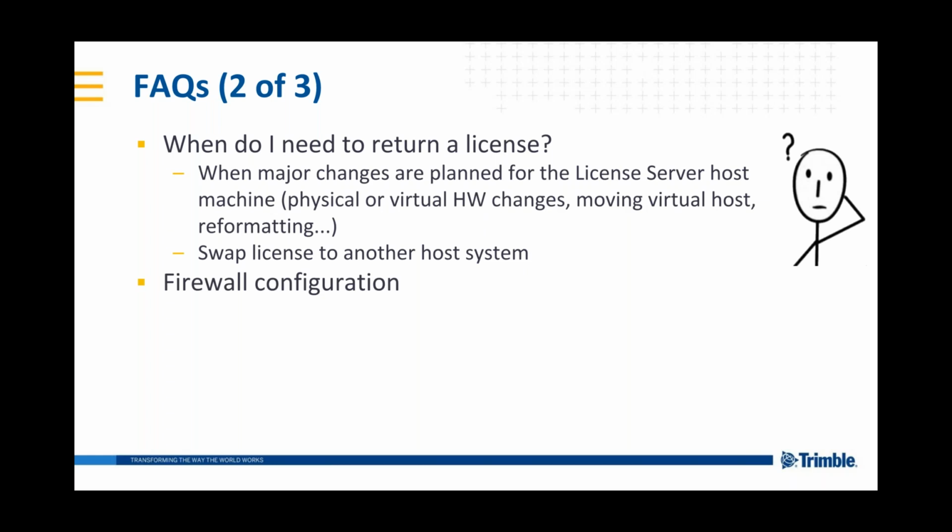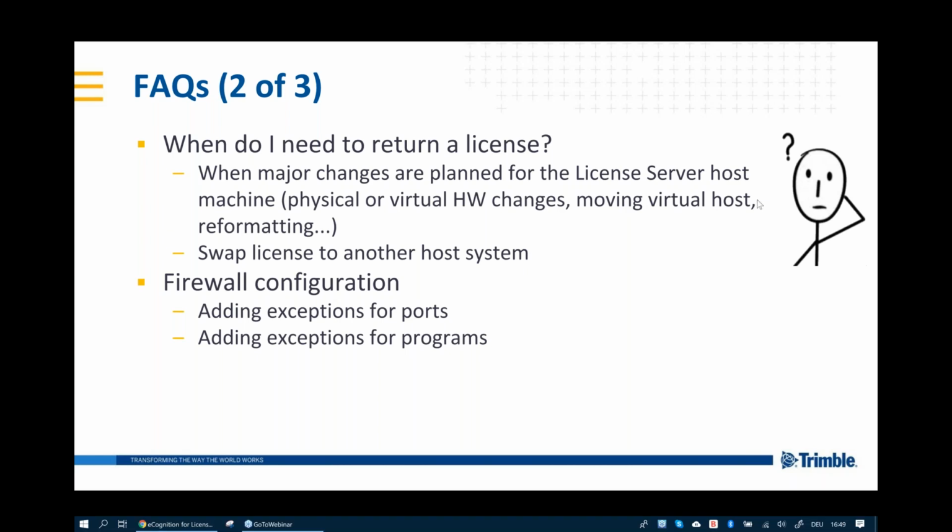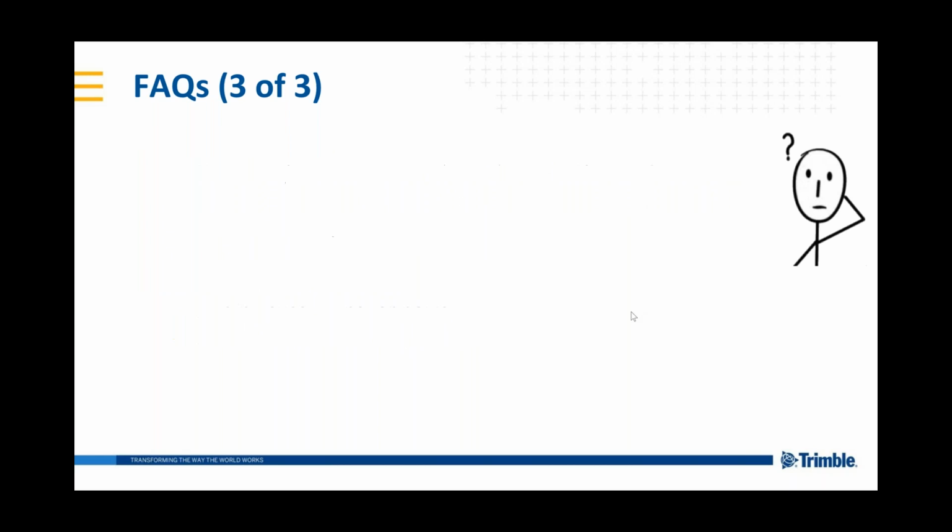Firewall configurations. What do we need to know about these? You can add exceptions for various ports, and you can also add exceptions for programs. And Sebastian, do you have anything else to add? You're really the firewall expert here on these issues. Any tips from your side? No, most likely you're good. Make an exception for the TCP ports or the corresponding programs eCognition is using. So nothing else to add. Okay.